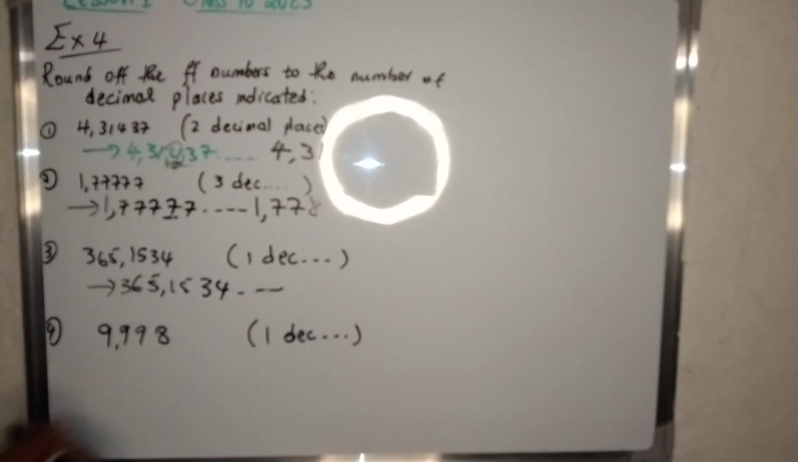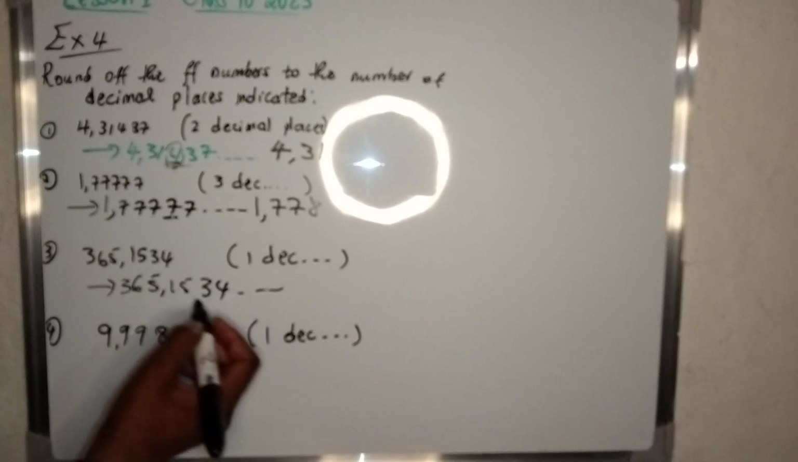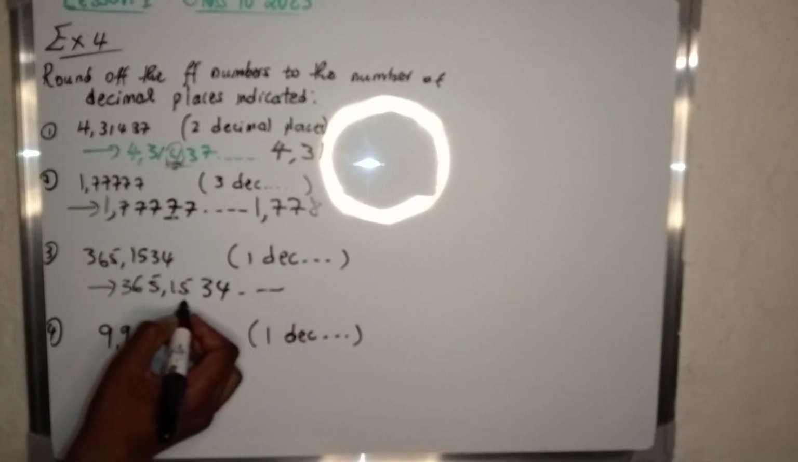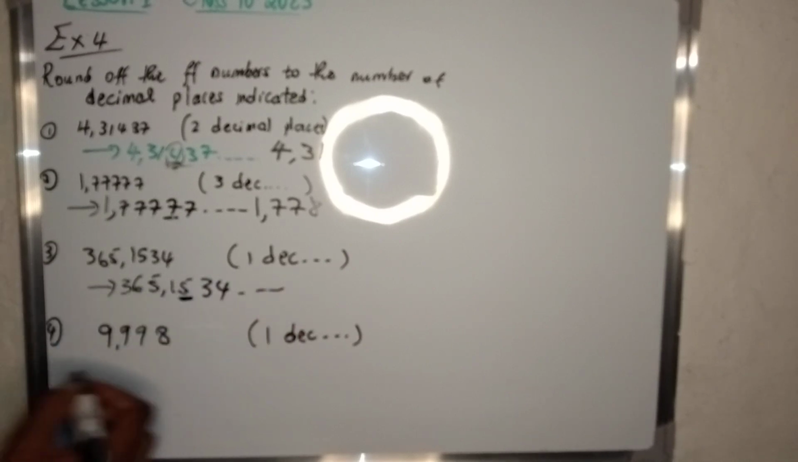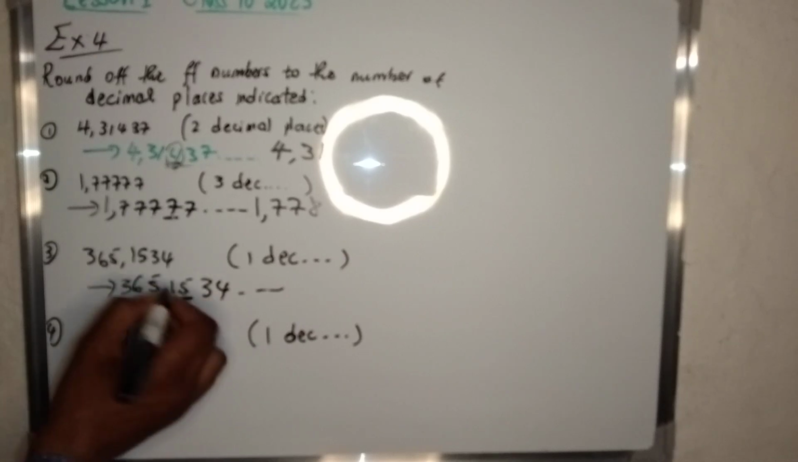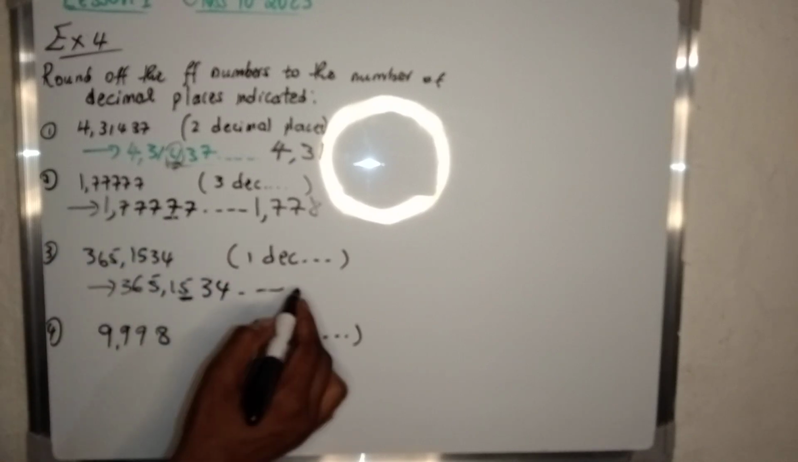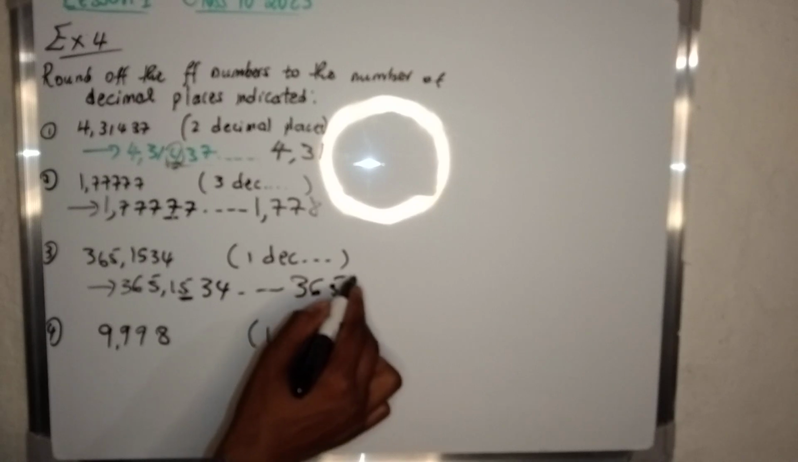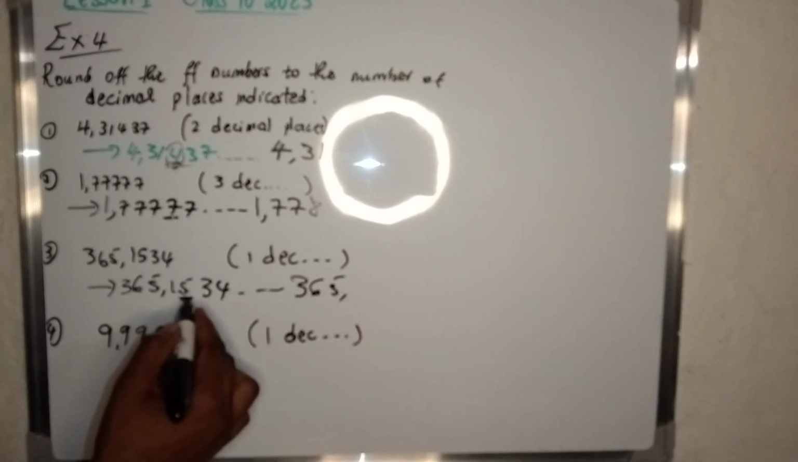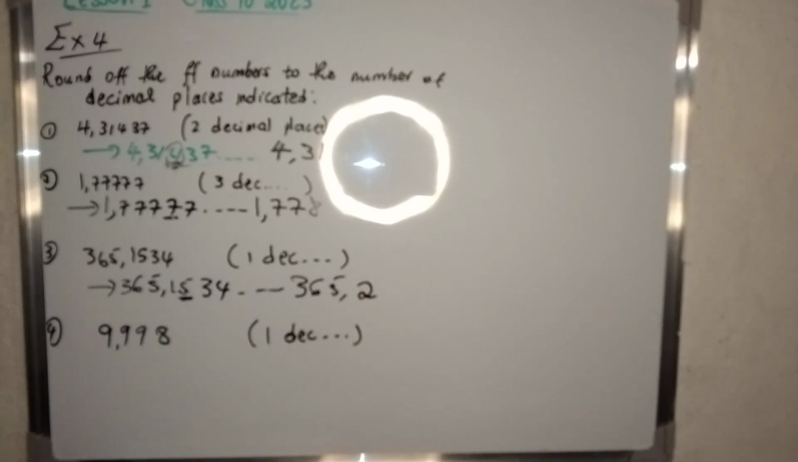When they say 1 decimal, you count how many decimals you have here. 1, 2, 3, 4. But when they say 1, then in the second digit, we're going to take 1 only if it starts from 5 and above. You take 1 and add it here because they say to 1 decimal. So our answer is going to be 365, then we take 1 from 5 and add it here. So it becomes 2.